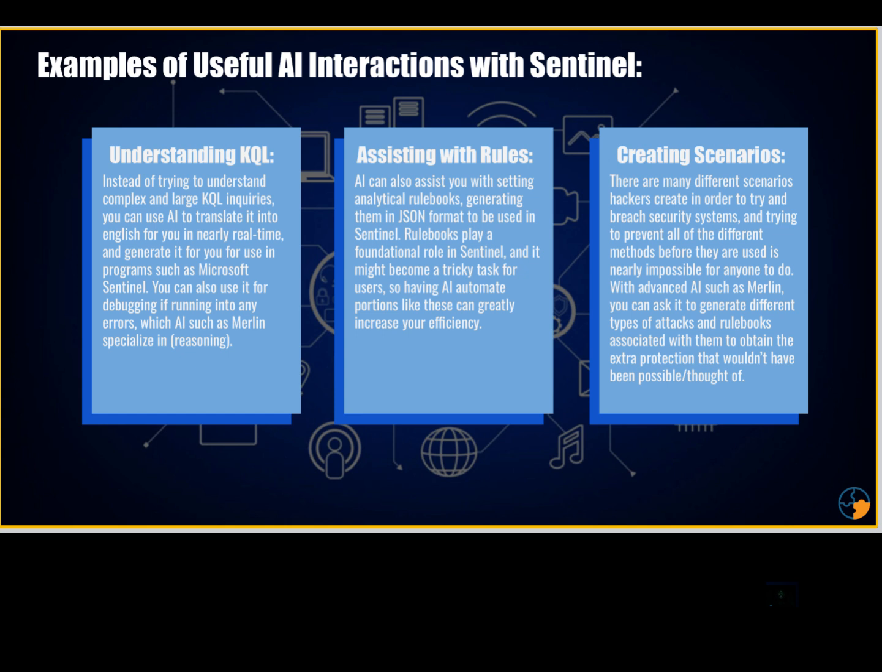Thank you, Larry. When working with Microsoft Sentinel, AI tools such as Merlin can really help you boost productivity and efficiency. First and foremost, they can simplify complex KQL queries by translating and debugging them in real time. Secondly, AI can help you build analytical rulebooks and translate them into JSON format, automating what would be a tedious task for the user. Lastly, AI can generate attack scenarios and patterns that suggest protective rulebooks that you wouldn't have even thought of, helping you prepare for threats that you wouldn't have seen coming at all. It's like having an assistant that's always one step ahead. Thank you, and I pass it on to my teammate Darius.